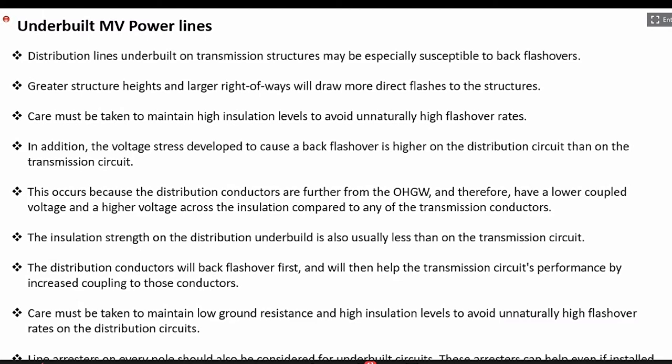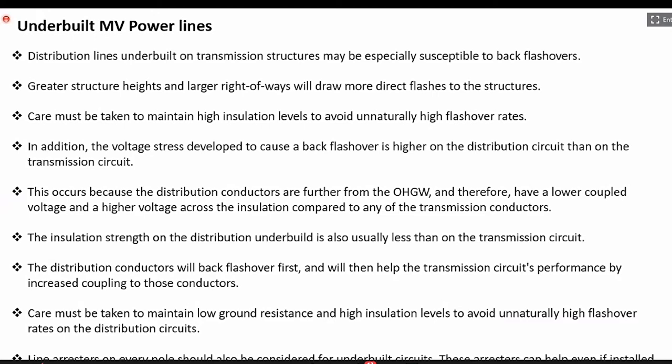What we have to understand in this case is that distribution lines underbuilt on transmission structures may be especially susceptible to backflashover. Why? Greater structure heights and larger right-of-way will draw more direct flashes to the structure. Now, unlike distribution lines, which are in small power corridors, when we have an underbuilt line, the power corridor or right-of-way should be much larger because it suits the much higher transmission lines.